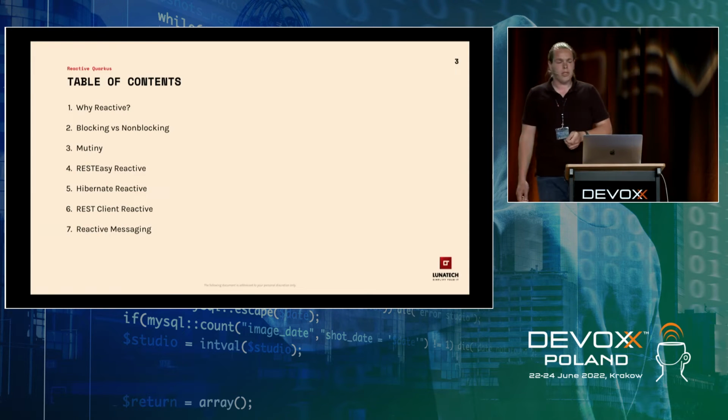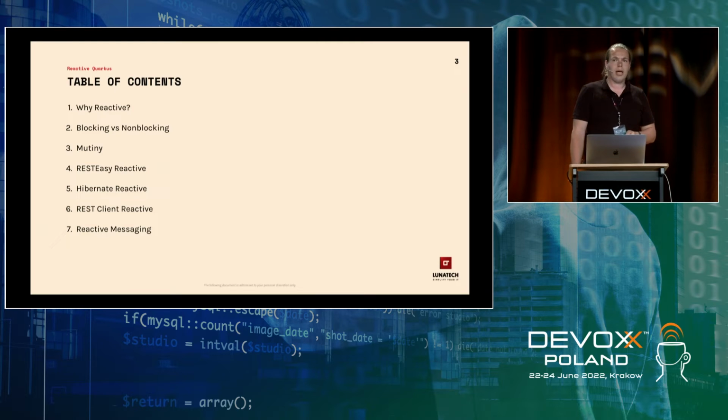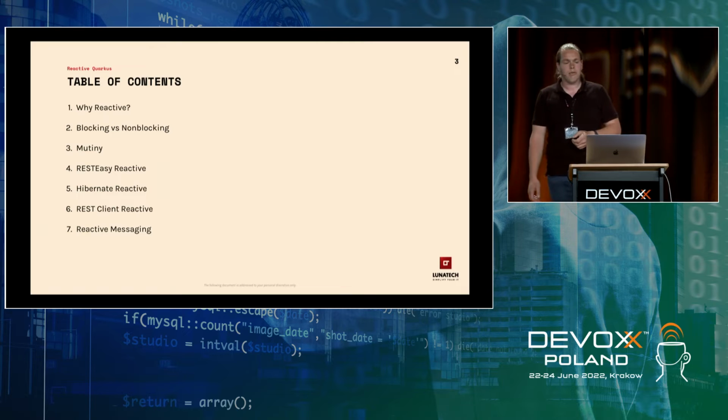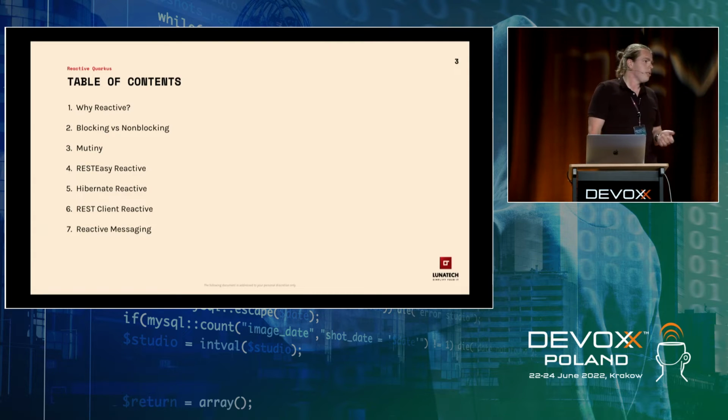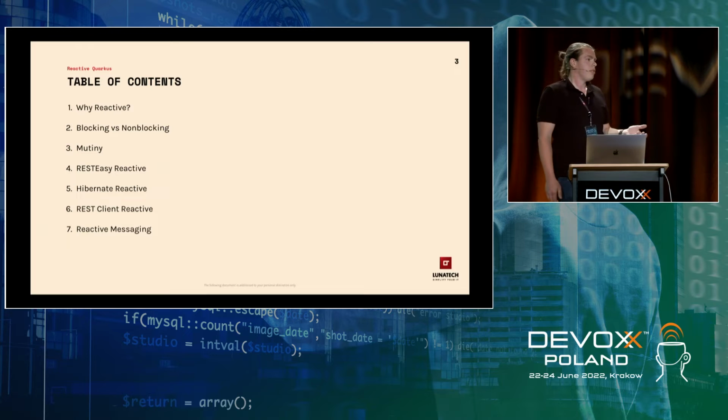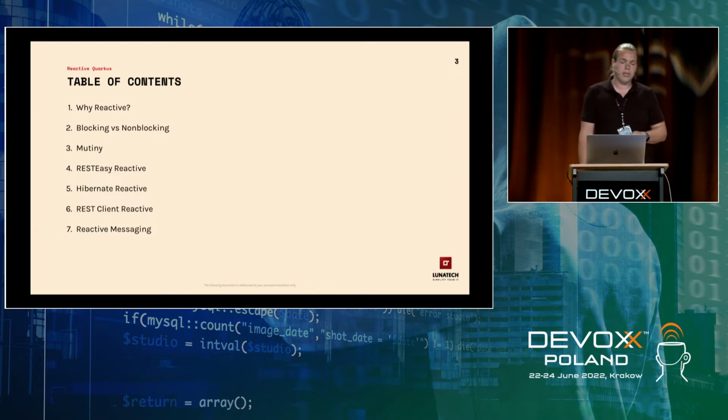Before we dive into all this code, we're first going to go over why you would want to do reactive programming. We're going to see the differences between blocking and non-blocking code, how you write that, and what the advantages or disadvantages are. Then we're going to have a look into Mutiny, the reactive programming library used by Quarkus. Then we'll dive into RESTEasy Reactive, Hibernate Reactive, and the REST Client Reactive. And if time permits, we can also look at reactive messaging and show some stuff with Kafka as well.